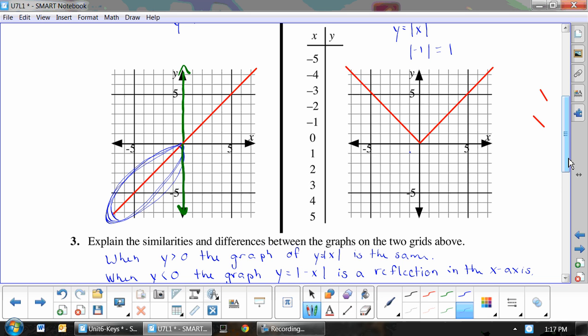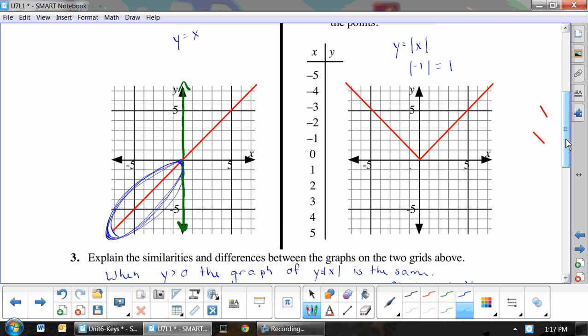Yeah, so all the x's in this part are negative. So when we put that into our absolute value here, just like I said, negative 1 becomes 1. So the point that would have been here is now here. Negative 2 becomes positive 2.